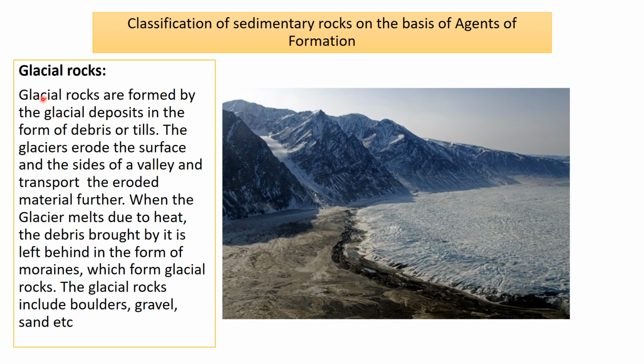Glacial rocks. Glacial rocks are formed by the glacial deposits in the form of debris or tills. A glacial till is an accumulation of unsorted glacial sediment, which can include boulders, gravel, sand, silt, and clay. The glaciers erode the surface and the sides of a valley and transport the eroded material further. When the glacier melts due to heat, the debris brought by it is left behind in the form of moraines, which form glacial rocks. The glacial rocks include boulders, gravel, sand, etc.